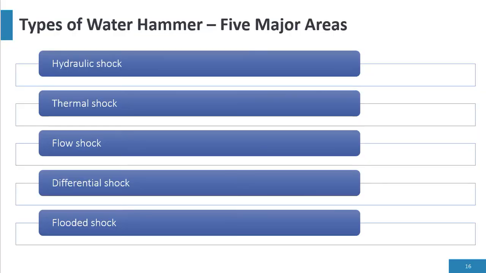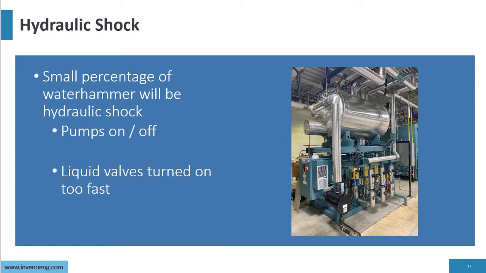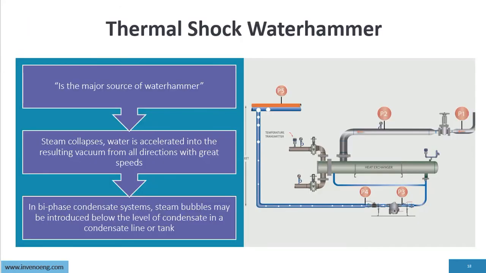Types of Waterhammer that we have in steam and condensate systems. We can put this into five areas: hydraulic shock, thermal shock, flow shock, differential shock, or flooded shock. So those are five major areas of Waterhammer. Hydraulic shock is a small percentage of Waterhammer. You know, pumps on, off, liquid valves turn on too fast. Not a prevalent cause of Waterhammer in the condensate system, but it's there, so we have to address it a little bit.